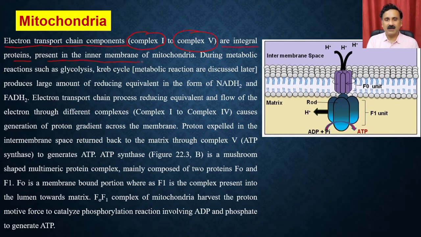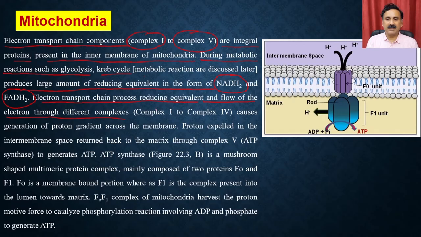And they are present in the inner membrane of the mitochondria. During the metabolic reactions such as glycolysis and the Krebs cycle, a large amount of reducing equivalents is produced in the form of NADH2 as well as FADH2. The electron transport chain processes the reducing equivalents through the flow of electrons through the different complexes.